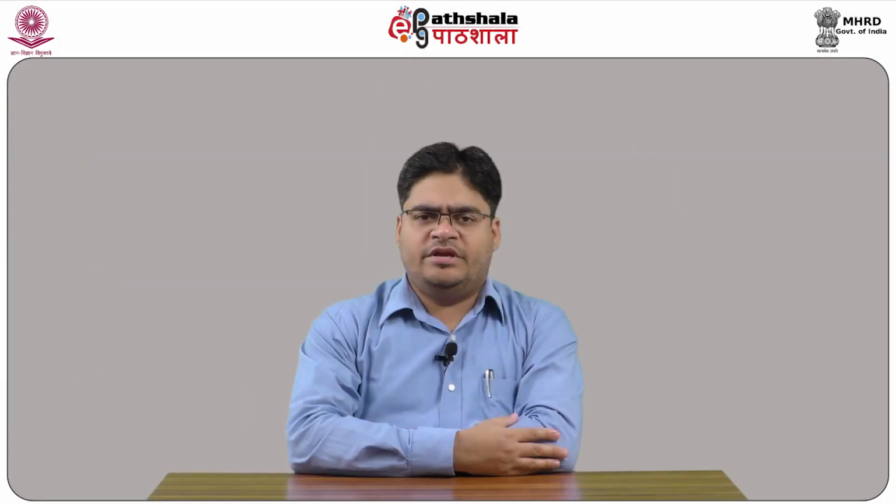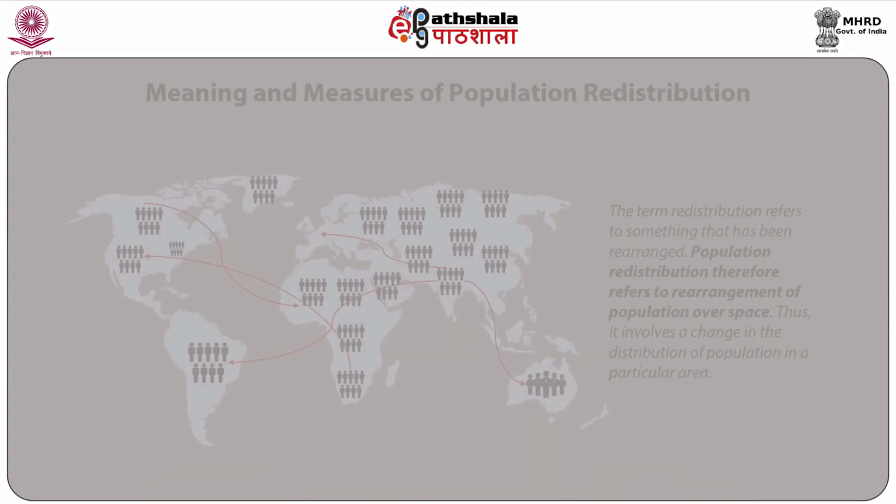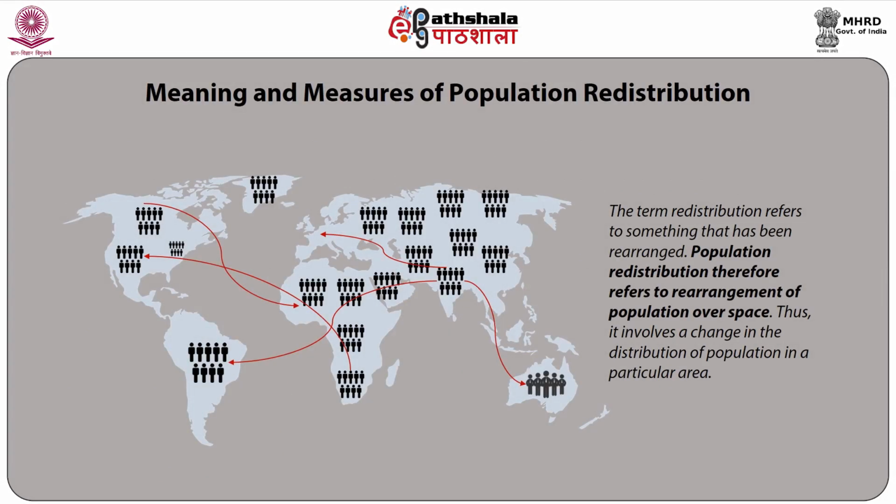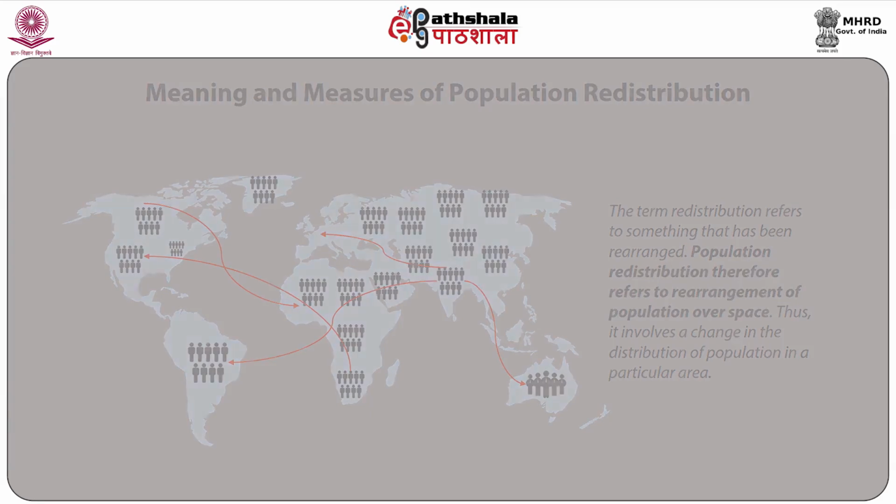Now, coming to the meaning and measures of population redistribution. The term redistribution refers to something that has been rearranged. Population redistribution therefore refers to rearrangement of population over space. Thus, it involves a change in the distribution of population in a particular area.